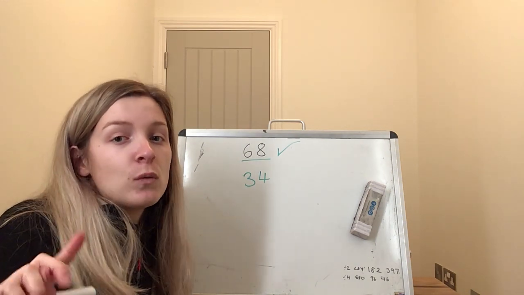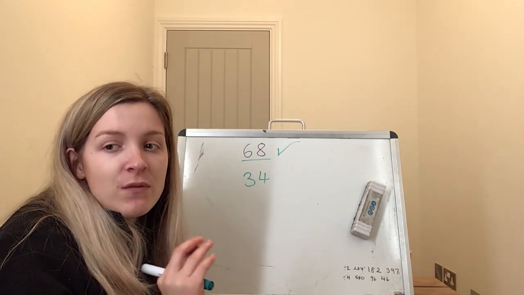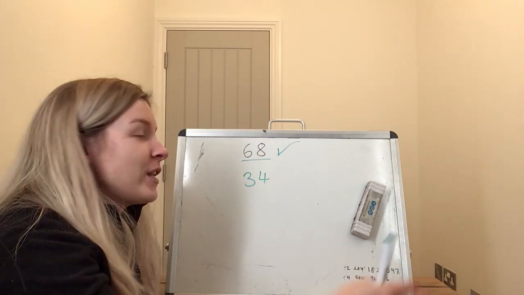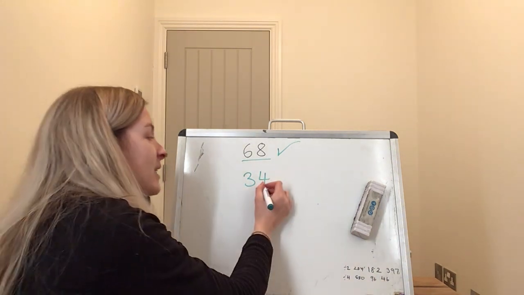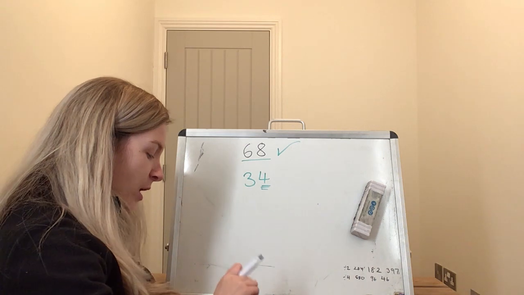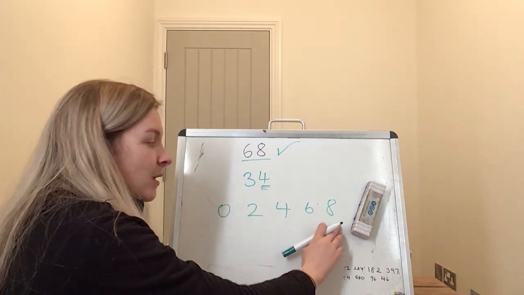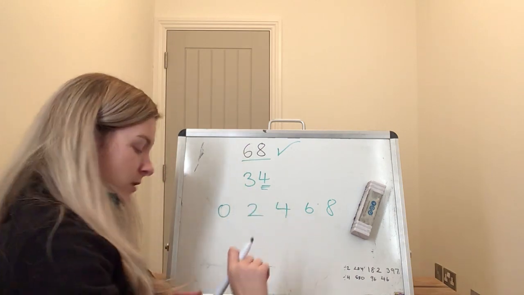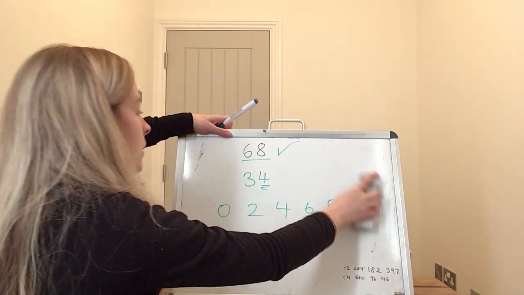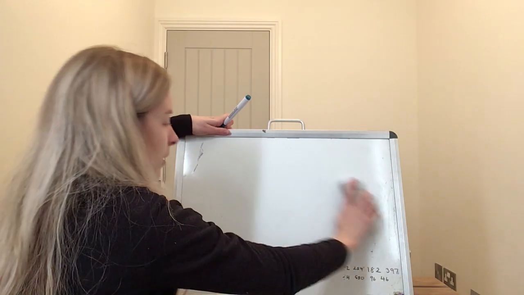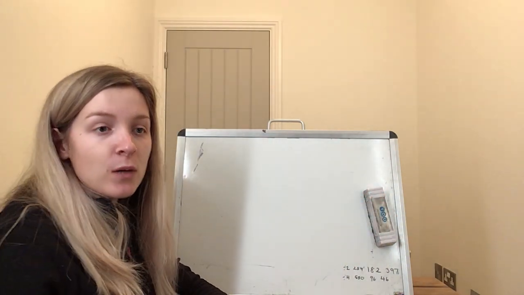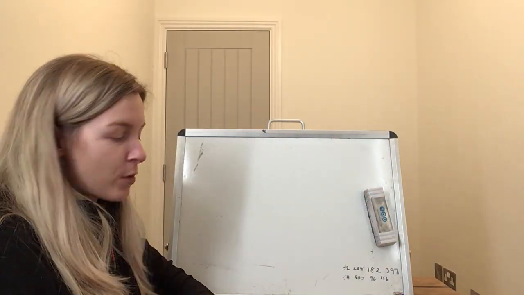I'm going to say that rule once more. If a number is divisible by 4, then when you half it, it is an even number. So remember, our even numbers end in 0, 2, 4, 6, 8. Okay, it is an even number. So let's have a look. I'm going to give you some numbers now, and I want you to tell me, are they divisible by 4?